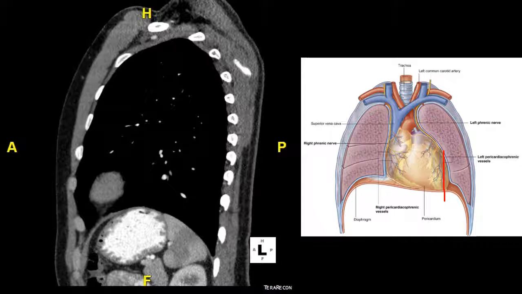Now let's continue medially to see more of the heart. I'm going to scroll through these relatively fast. As we move medially, the heart will become larger in our images, but there won't be any other landmarks really present until we get much closer to the midline.